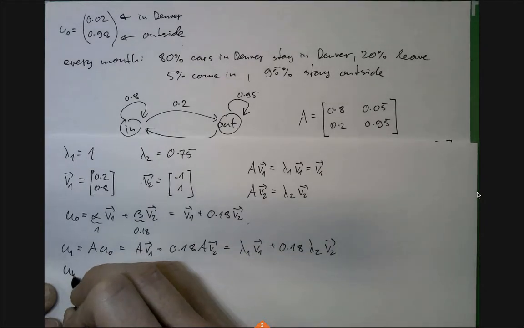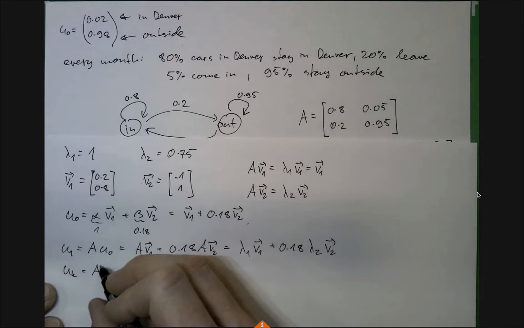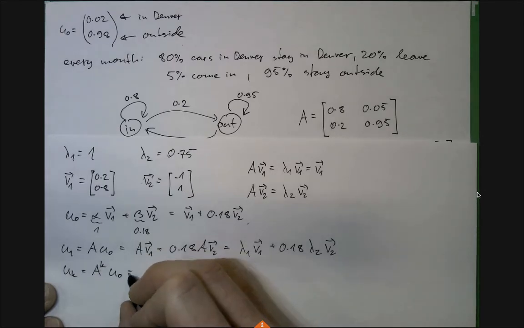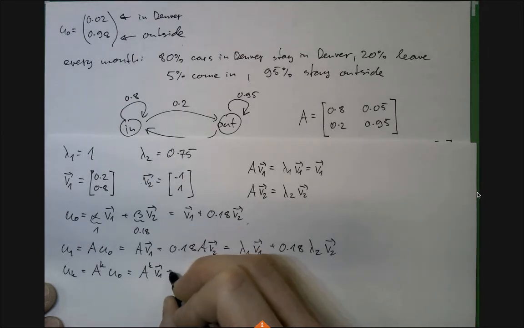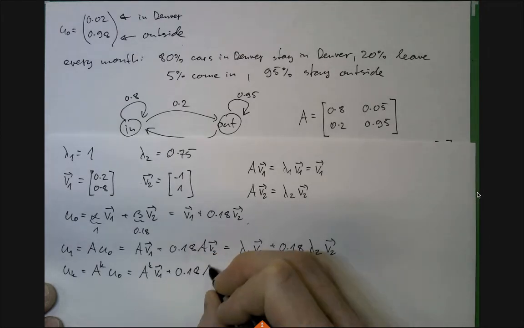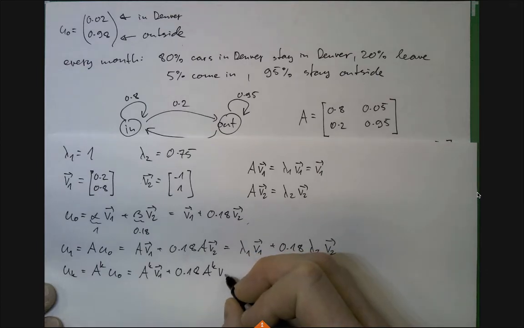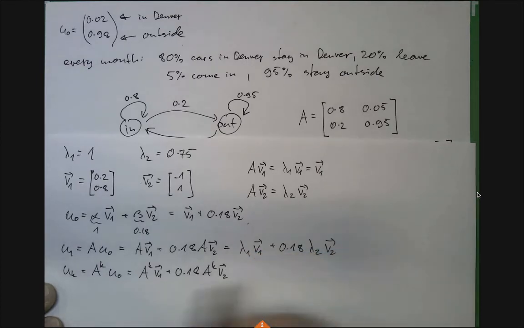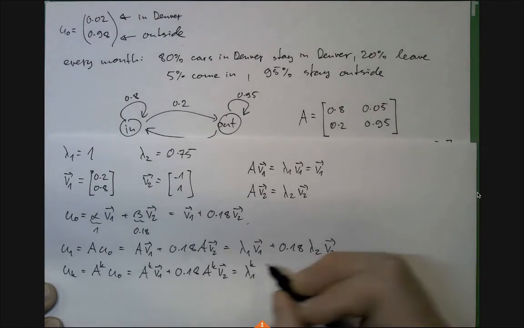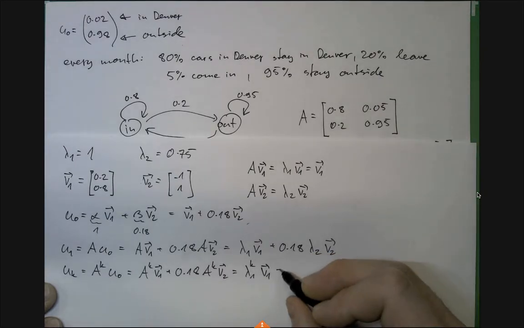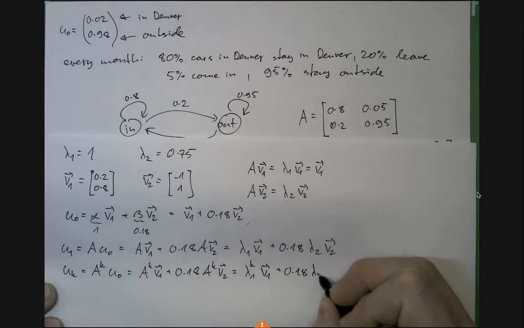Well, in step k, I have A to the power of k applied to U0, right? So it's basically the same story. I can just copy paste it. I just keep applying the matrices over and over again, and what I will get here are the eigenvalues to the power of k, okay? Everybody cool with that?